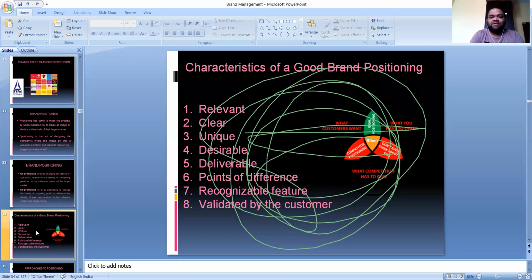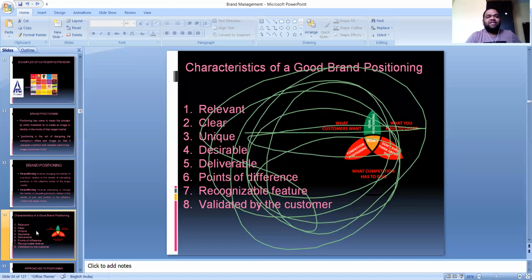And recognizable feature. As I already said, in examples like Colgate, Coca-Cola, Patanjali, Woodland, Maggie, and so on, it must be a recognizable feature. Whatever positioning you want to keep in the customer's mind, that has to have a recognizable feature. And the next one is validated by the customer.